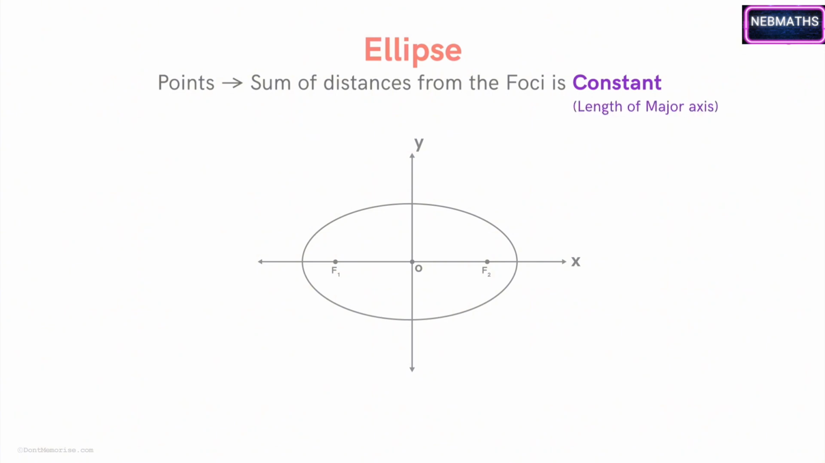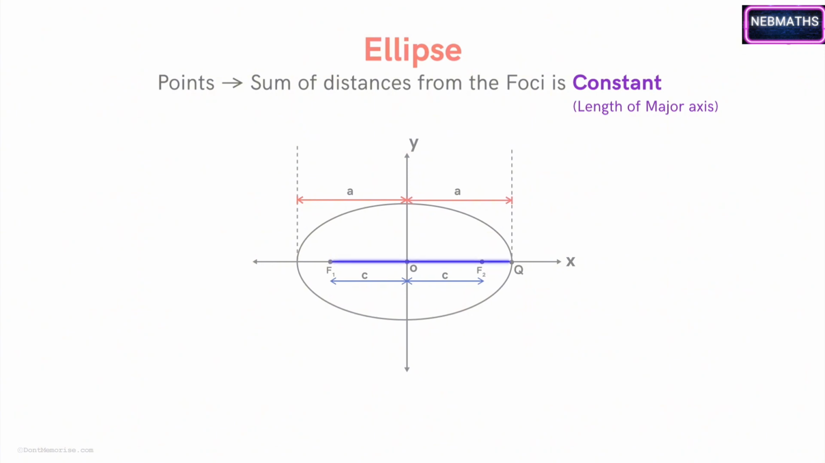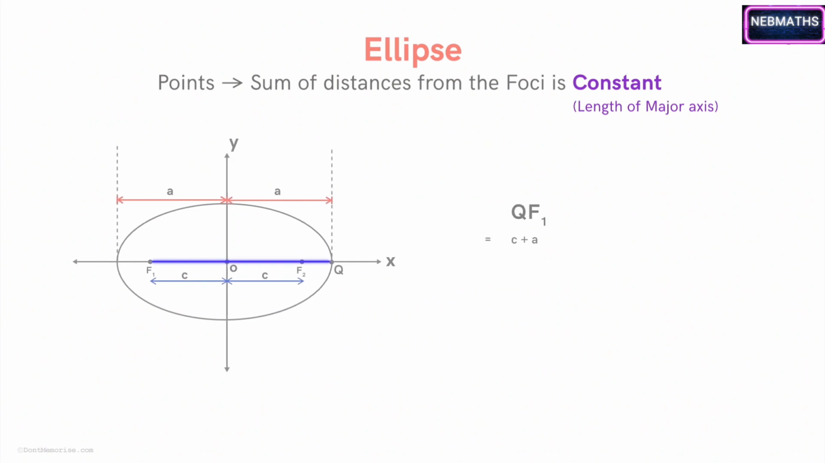How? Let's see. Let the length of the semi-major axis be A, and also let the distance between the center and the focus of the ellipse be C. Now consider this point Q at one end of the major axis. What will be its sum of distances from the foci? It will be the sum of this distance QF1, which will be C plus A, and this distance QF2, which will be equal to A minus C. So we get this. We can see that the sum is equal to 2 times A.